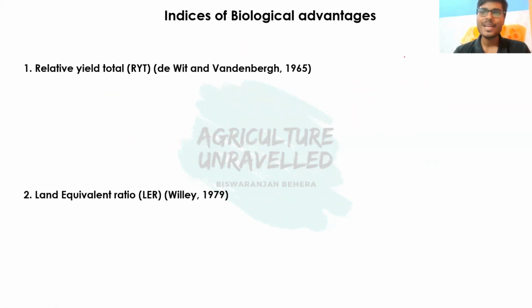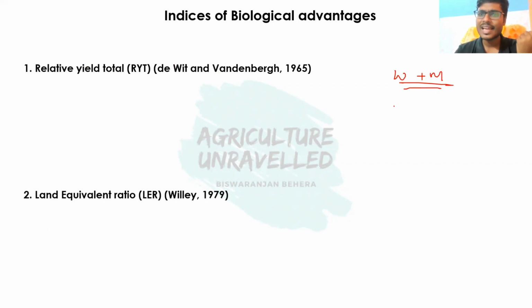Coming to the first parameter, that is relative yield total. This relative yield total was given by DeWitt and Van den Bergh in 1965. It is a measure of the extent to which different crops share their resources. I'll give a small example, the same example, wheat plus mustard. In the case of wheat plus mustard, these two crops are grown together.